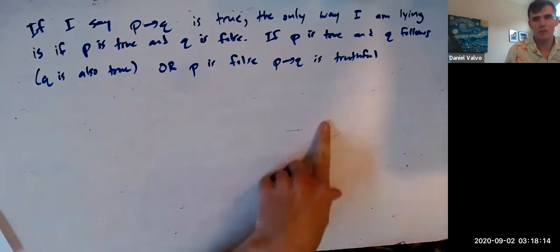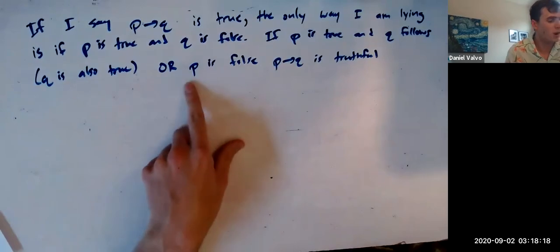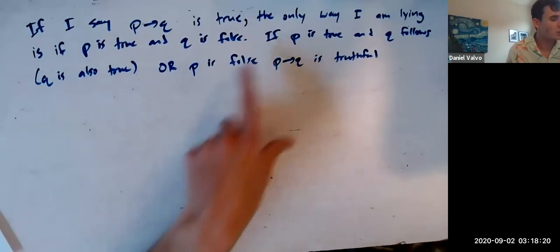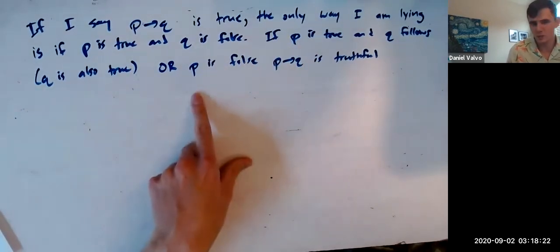Because if P is true, then Q follows. The standard if P, then Q is totally true. Or if P is false, then we say it's vacuously true. So in either one of these cases, P implies Q is true. Make sense? Yeah, it makes sense, right?